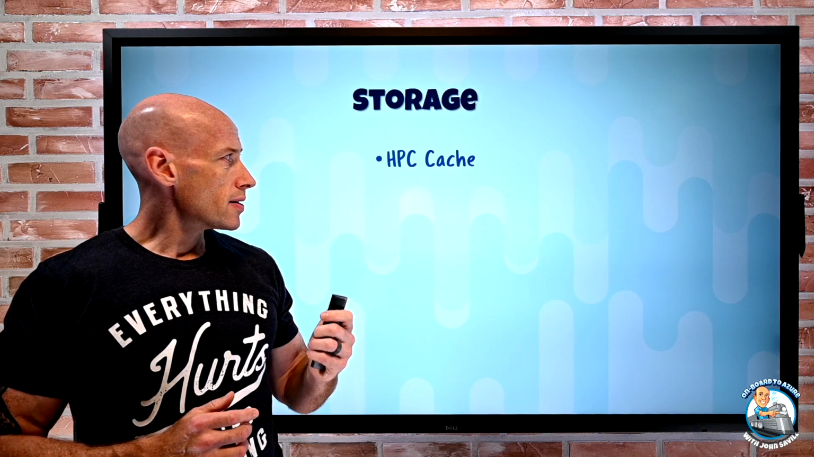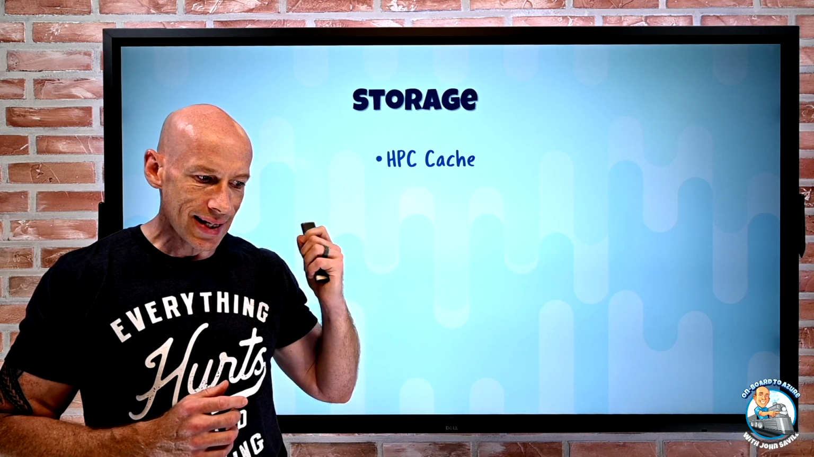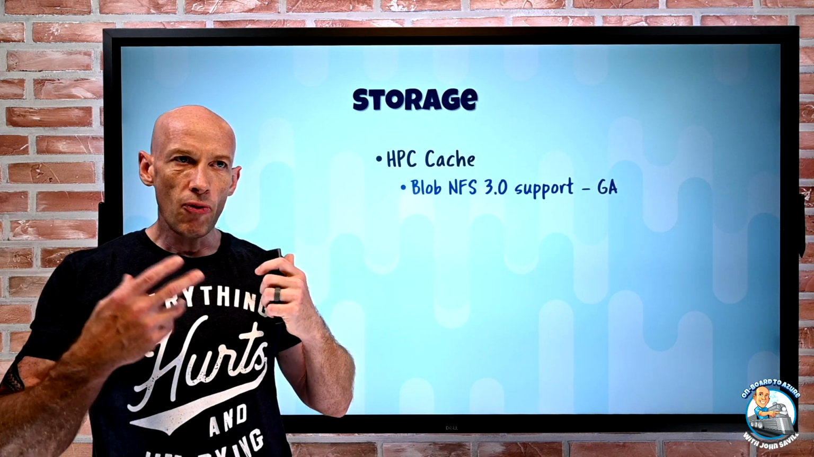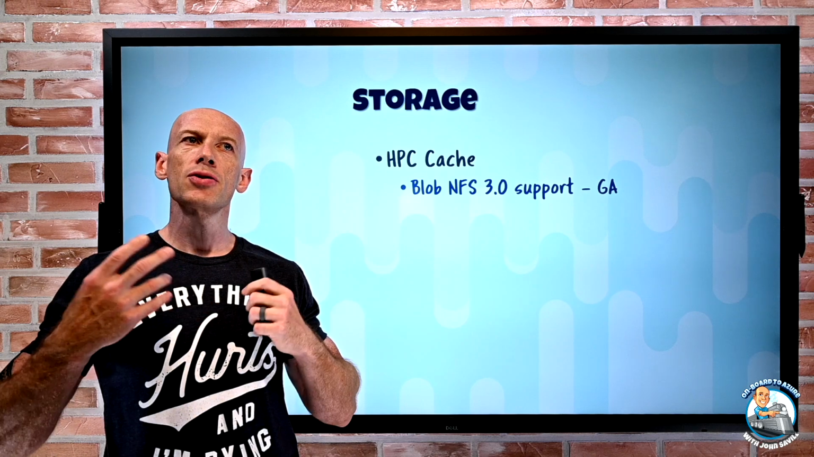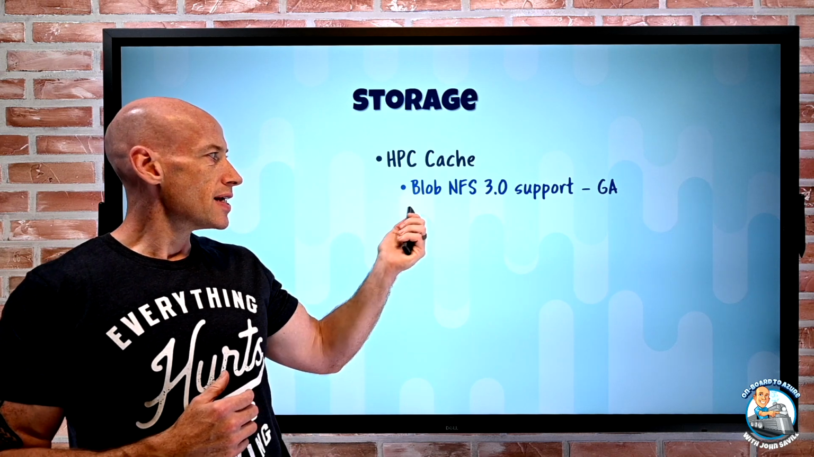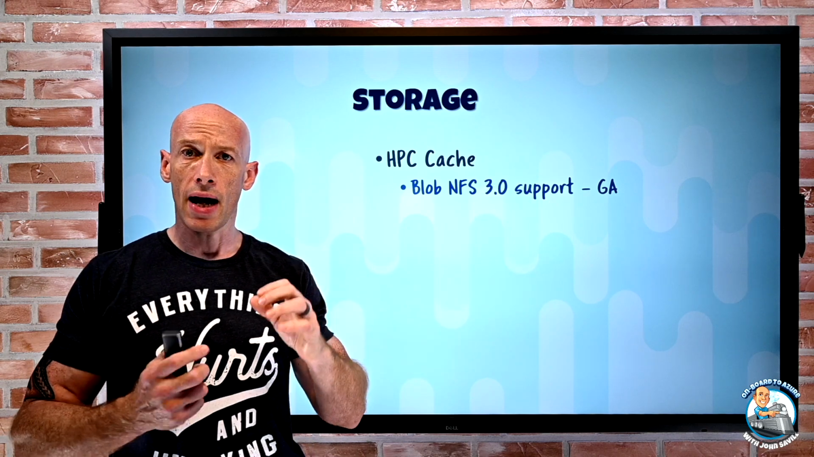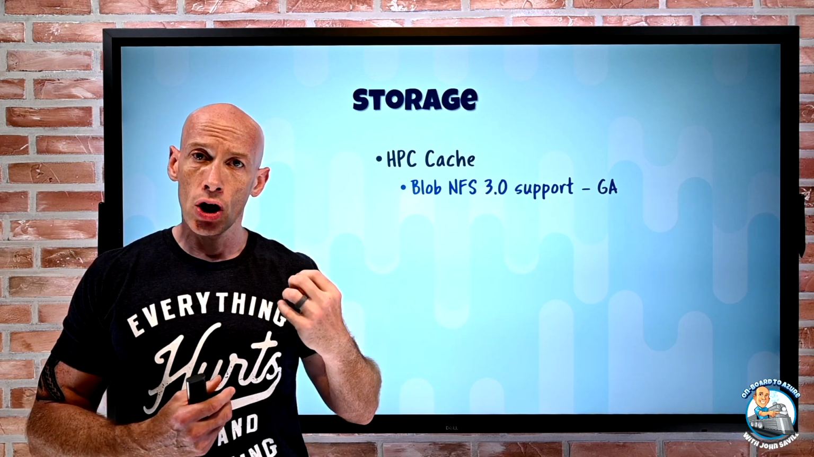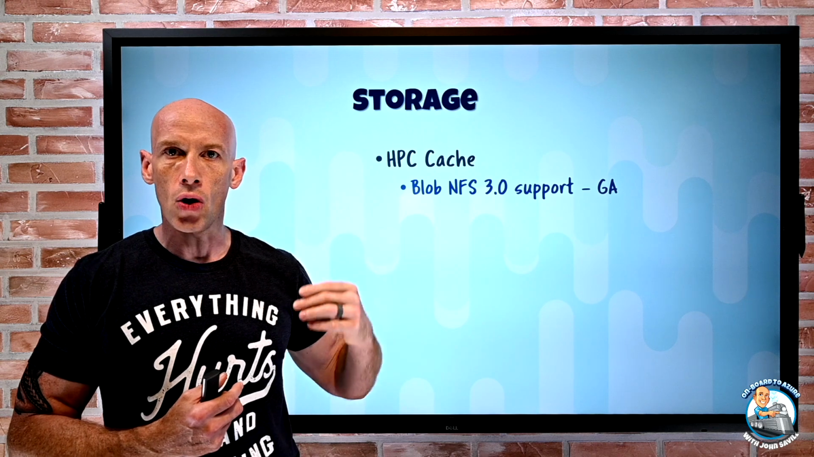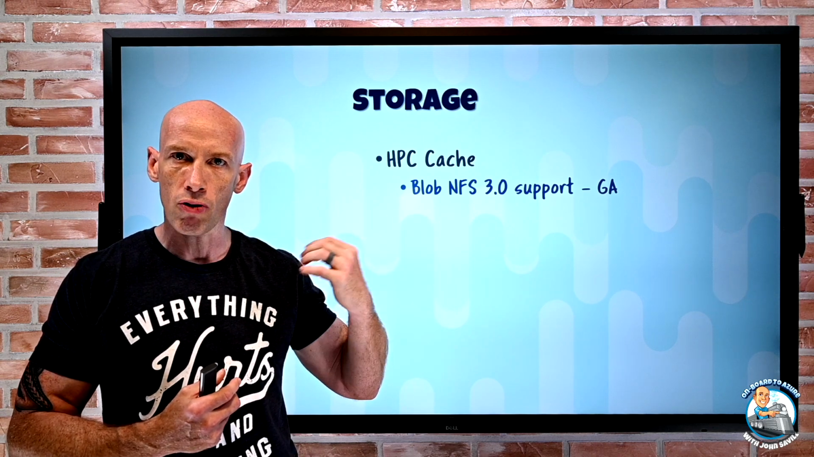On the storage side, so we now have this high performance cache. Now, this high performance cache has been there for a while, but they've announced some new features. So the first is now Blob NFS 3.0 support is in GA. So remember, Azure Blob, I can now turn on this NFS 3.0 access using the NFS 3 protocol.